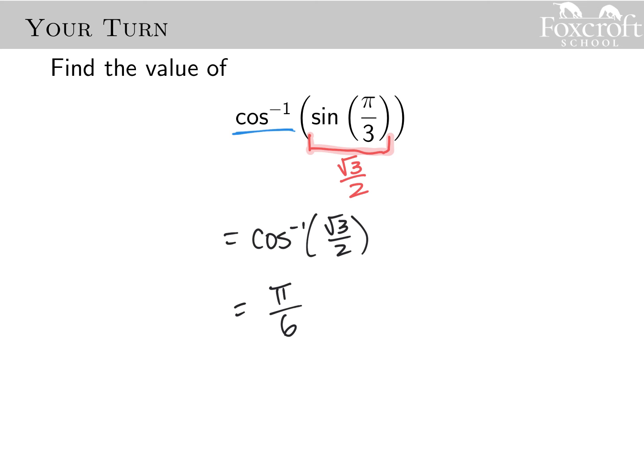And here's the solution I came up with. So sine of π/3, we just use our picture of the unit circle. We know that y value is the square root of 3/2. So we've replaced that in our parentheses. And we do cosine inverse of the square root of 3/2. So we're asking ourselves, when is the x value the square root of 3/2? And that happens at π/6. So putting those together, we get π/6 as the final answer for this problem.